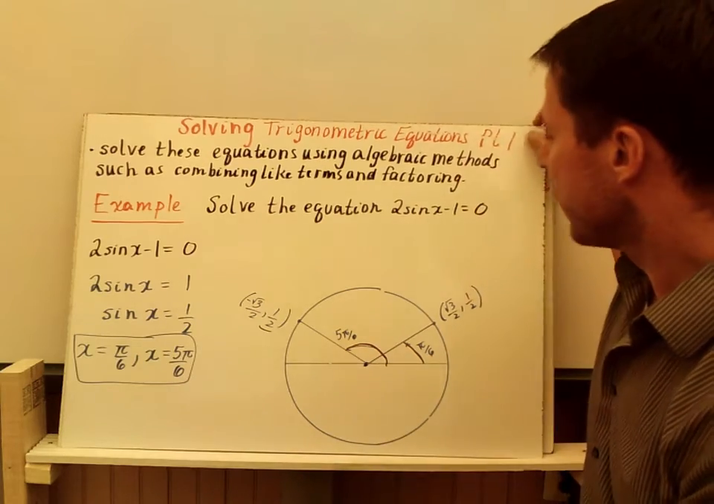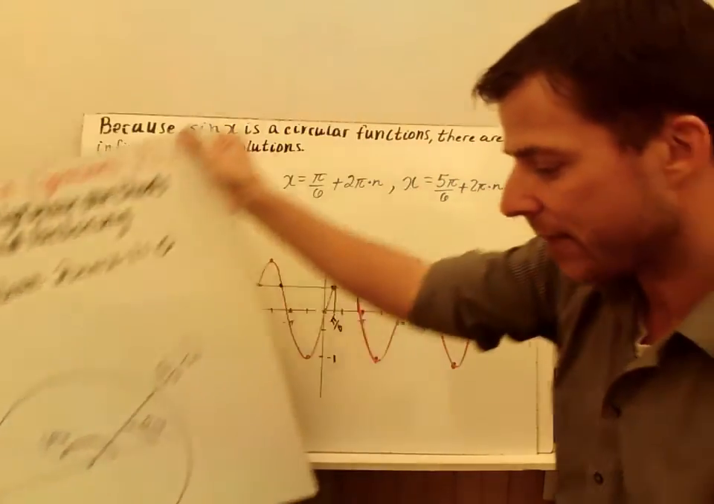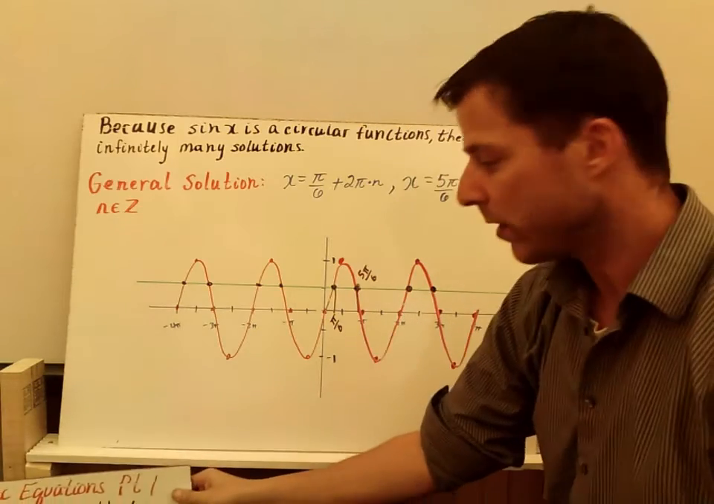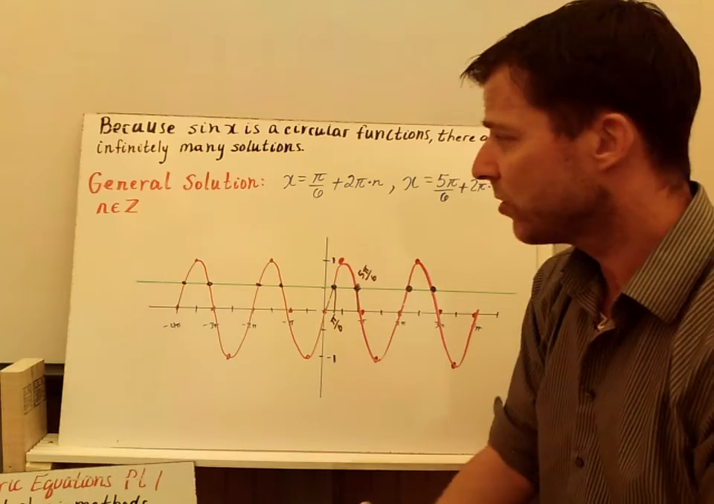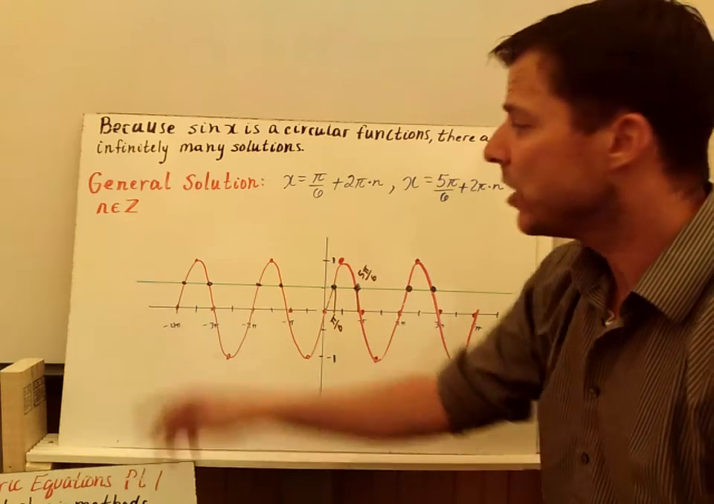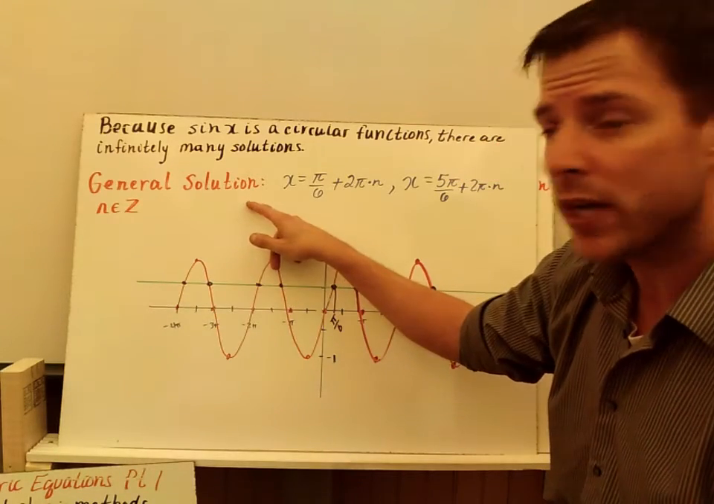Okay? So this is a circular function. Sine means it's periodic, it repeats over and over again. So there's not just two solutions, there's actually infinitely many solutions. So there's actually what we call a general solution to this equation.